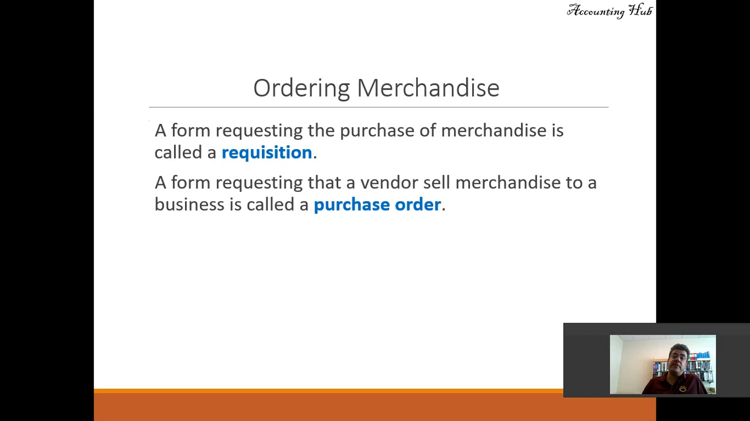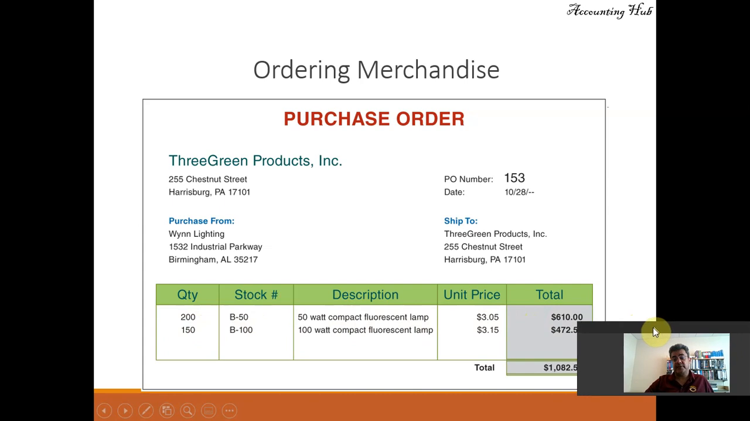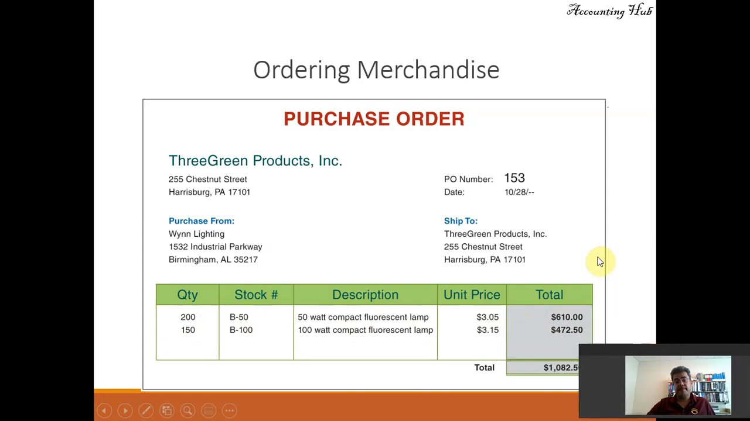And ordering merchandise: a form requesting the purchase of merchandise is called a requisition. A form requesting that a vendor sell merchandise to a business is called a purchase order. So what is this purchase order? We have here the name of the company, address, and so on, purchase from, ship to, and quantity, the code of these items, and description, unit price, and the total price. Okay? Cool.